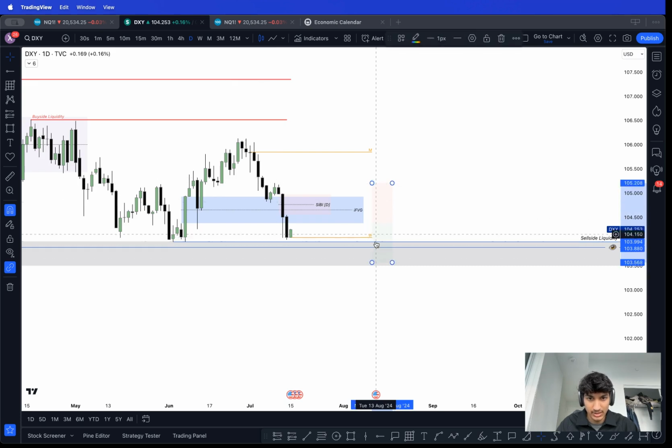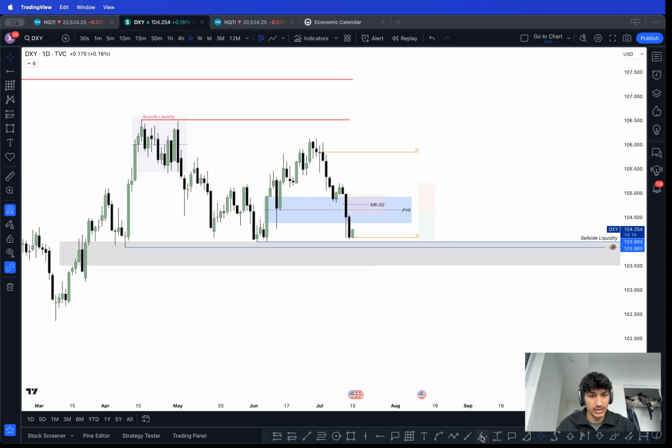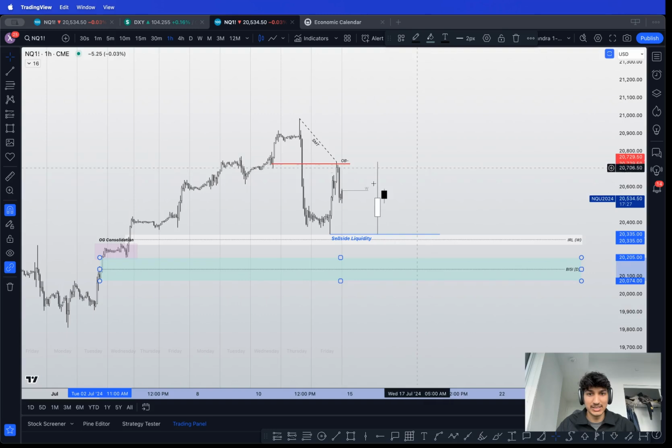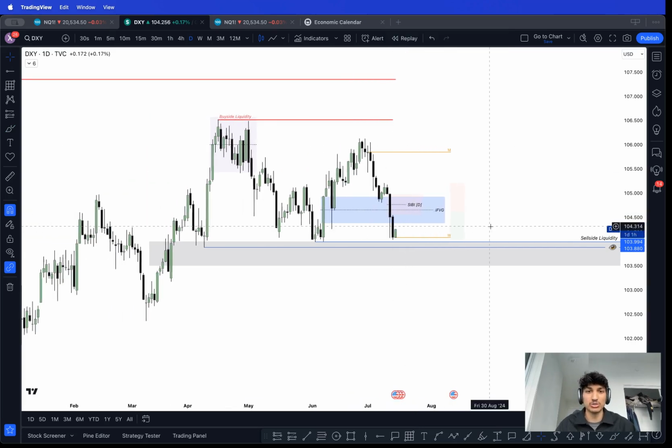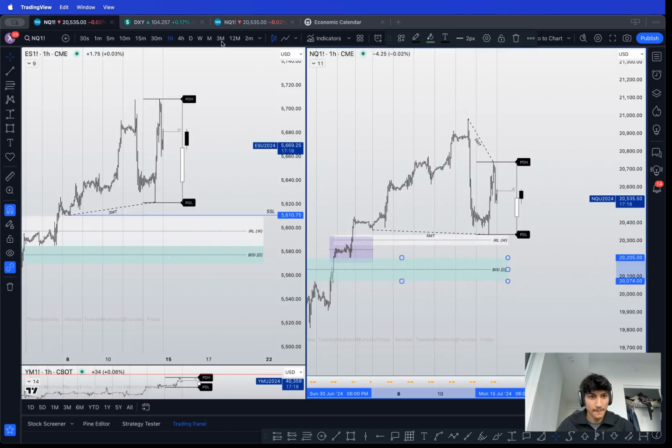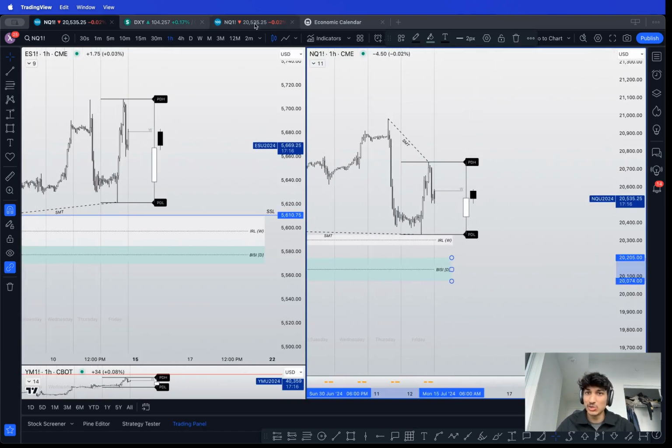up here. So this is essentially what I'm looking for on the dollar, which is exactly inverse to the indices, where I want to see the dollar trade higher than lower, and I want to see the indices trade lower than higher. So this expectation is considered risk off because we have that natural inverse relationship between the two. So that's what I'm looking for this week on the indices.